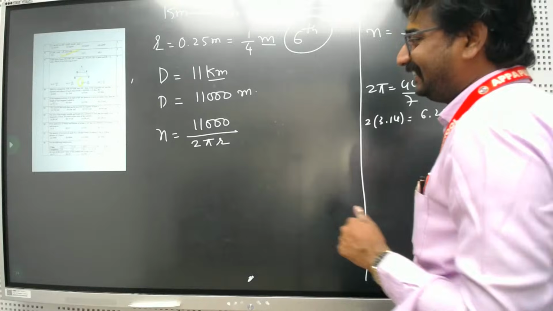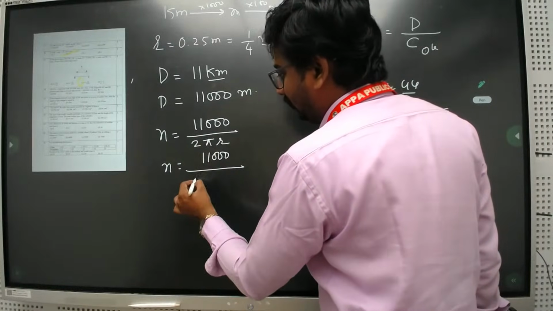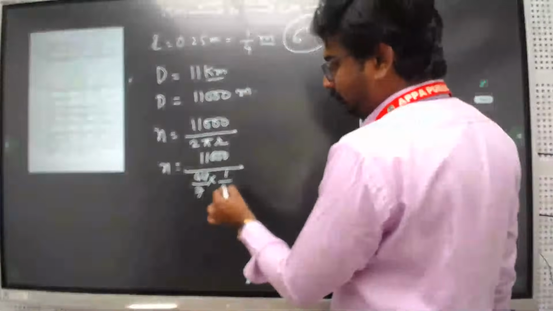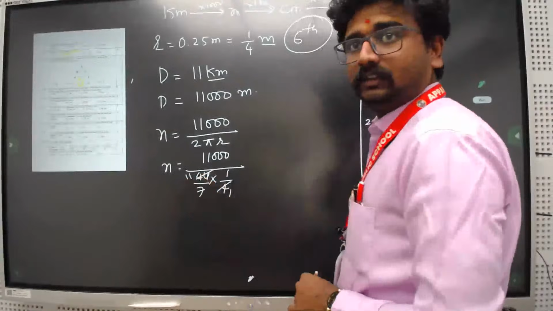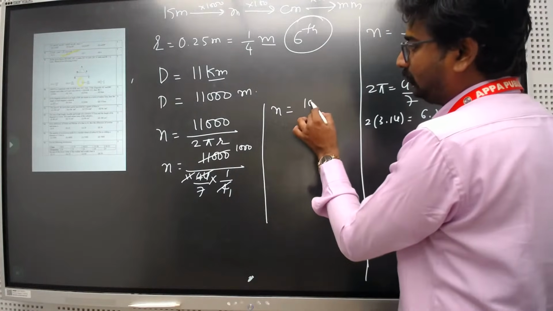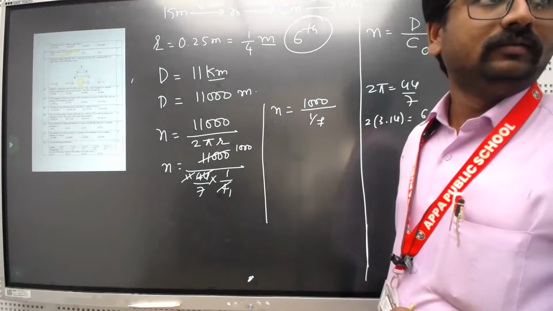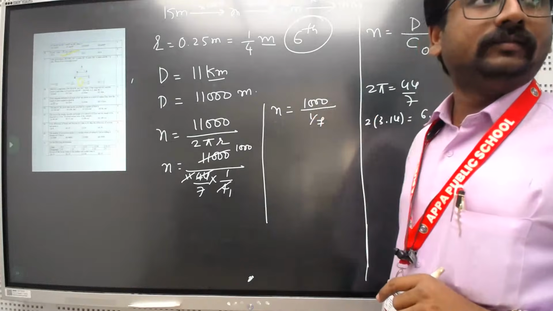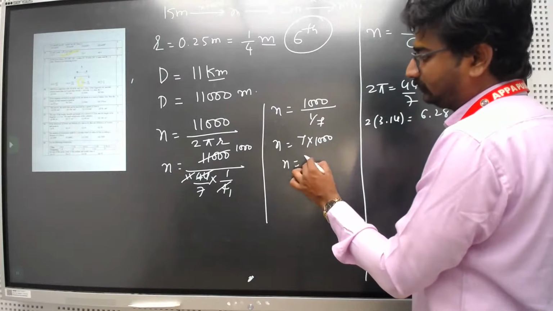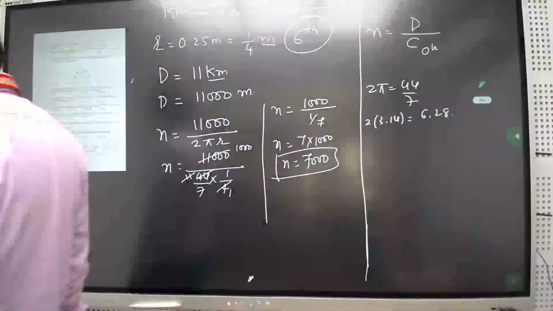Right. Now n is equal to 11,000. 2 pi is 44 by 7. Radius is 1 by 4. 4 ones are extra, 11 ones are extra. What is remaining? N is equal to 1000 by 1 by 7. Here we make a mistake, one step extra. Any doubt? No. N is equal to 7 into 1000. Which option? Option number D.